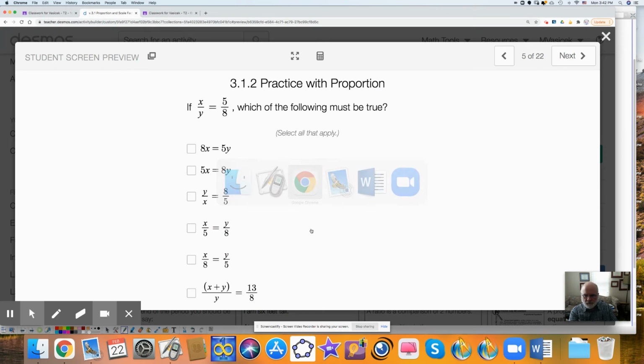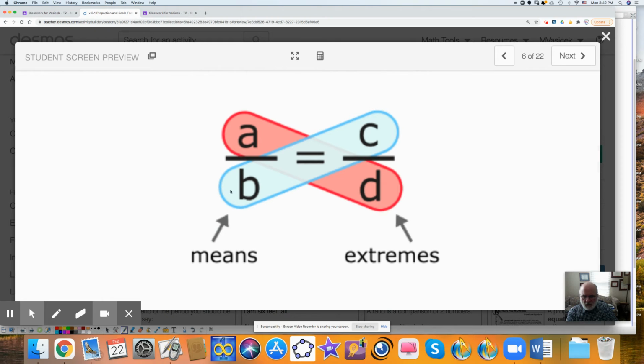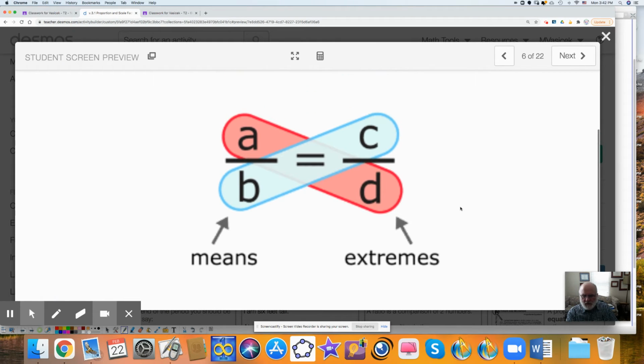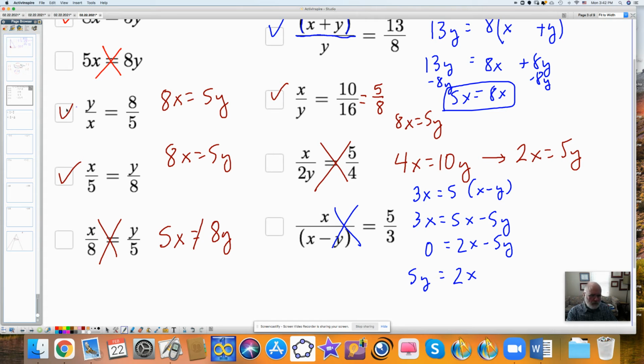Going on. When you solve proportions, we can use the cross product property. It says the product of the means, these two, is equal to the product of the extremes. Why does this work? If I multiplied both sides here by b, this would cancel, and I get c times b. Multiply both sides by d, the d divided by d is equal to 1, and you get a times d is equal to c times b. So let's do some practice with them. I have some practice problems set up for you over here.